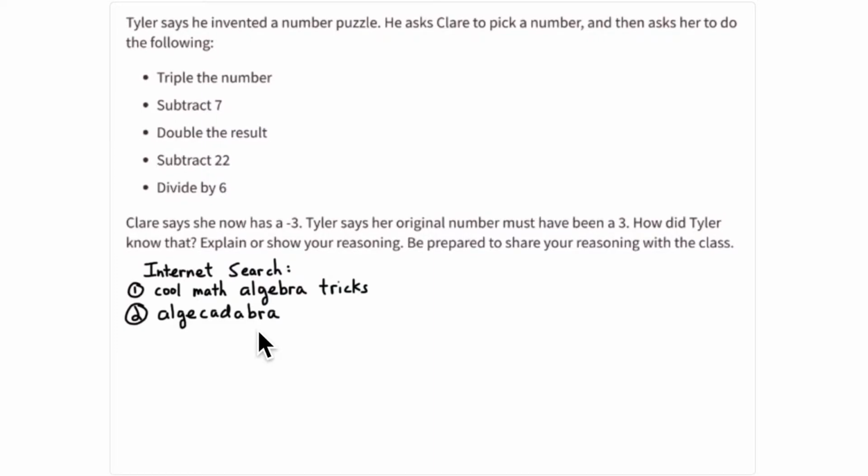And there are a bunch of these puzzles online. So if you do an online search for number puzzle, I think would work as well. But if you use cool math algebra tricks, that works. If you use algebra cadabra, that one works. You come up with many of these puzzles to puzzle through.